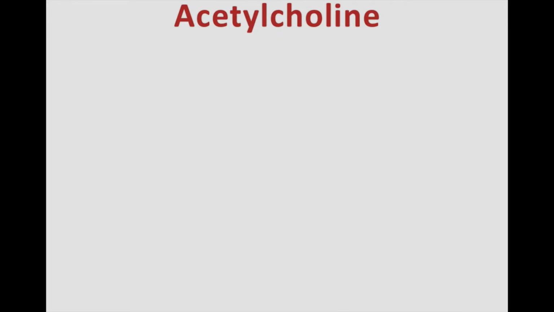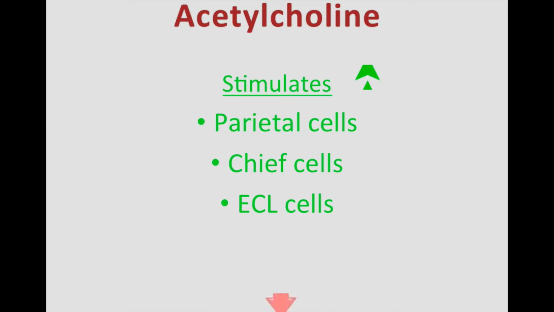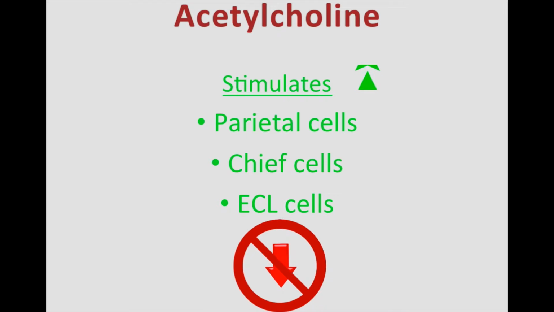Now let's take a closer look at these chemical messengers, starting with acetylcholine. Acetylcholine is a neurotransmitter released from the intrinsic nerve plexus in response to vagus stimulation. What does it stimulate? Acetylcholine stimulates parietal cells, chief cells, and HCl cells, all to secrete. And acetylcholine is also pretty chill in that it really doesn't inhibit anything when it comes to gastric secretion.